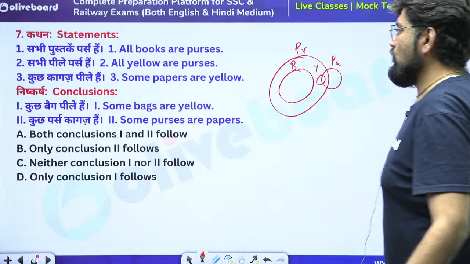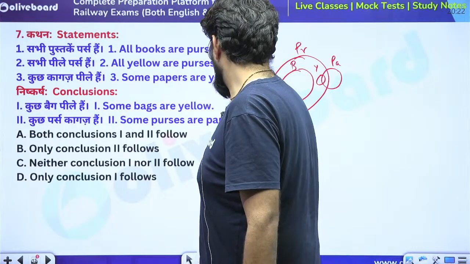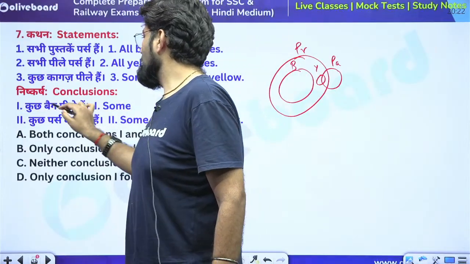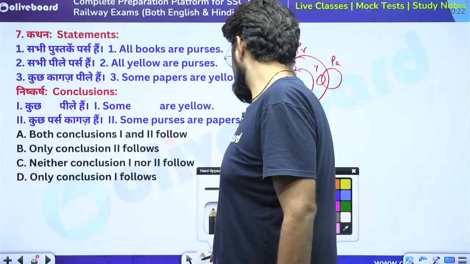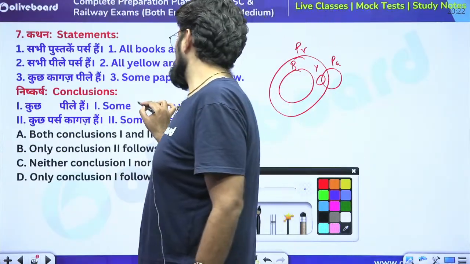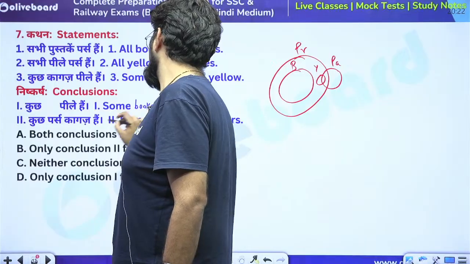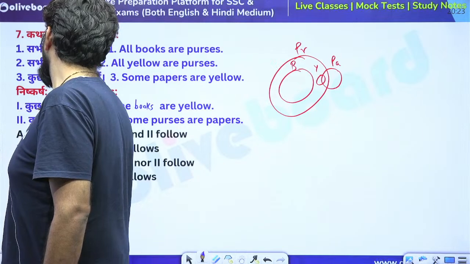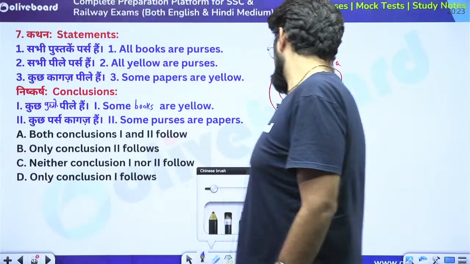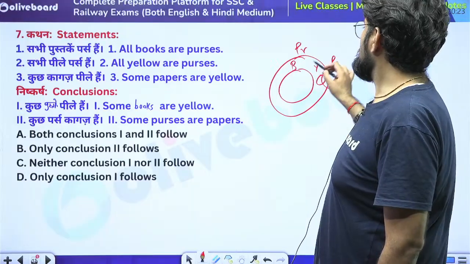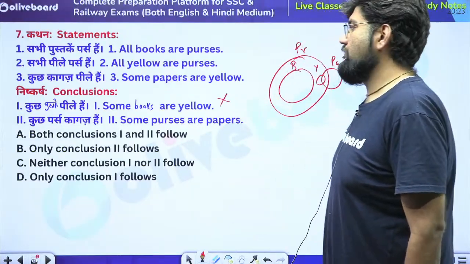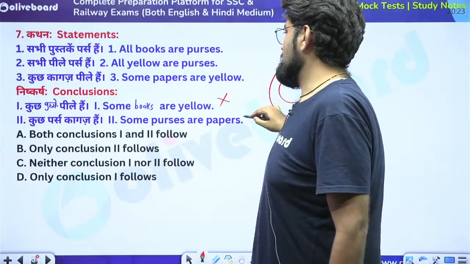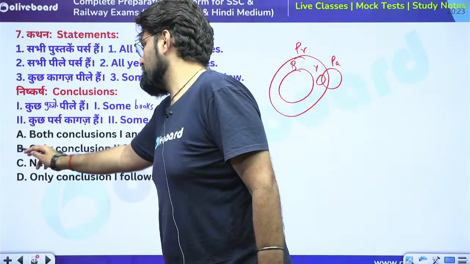I believe it's not bags, it's books. Yes, some books are yellow. Can I say that? Books and yellow are not connected to each other, so I will not conclude anything about them in a definite conclusion. Some purses are papers, absolutely that is visible. So only conclusion 2 follows. Option B is the right answer.